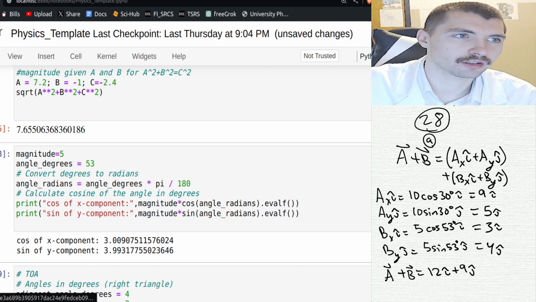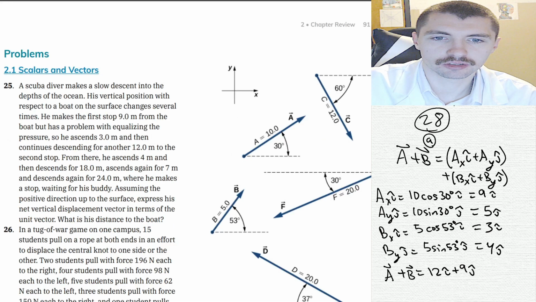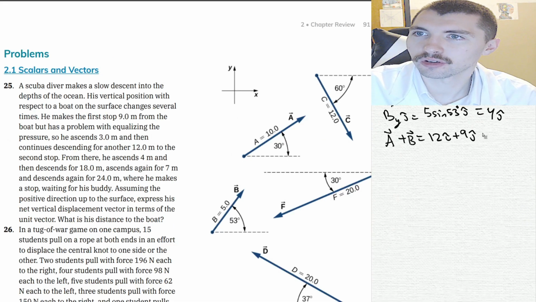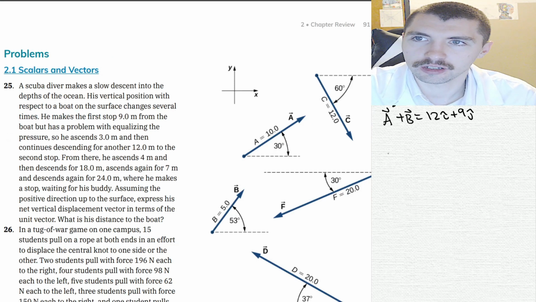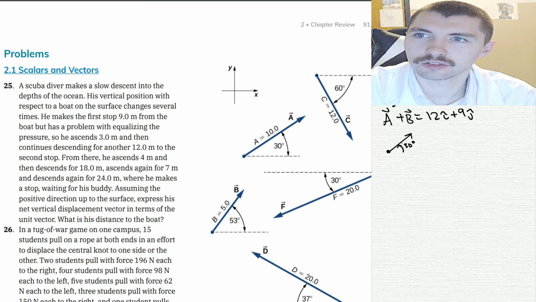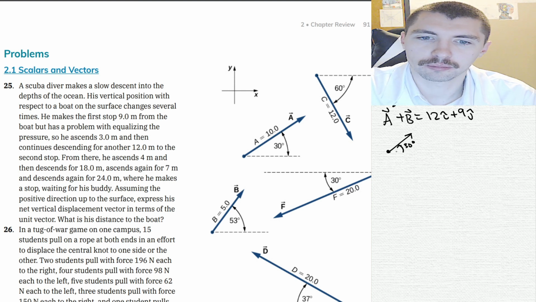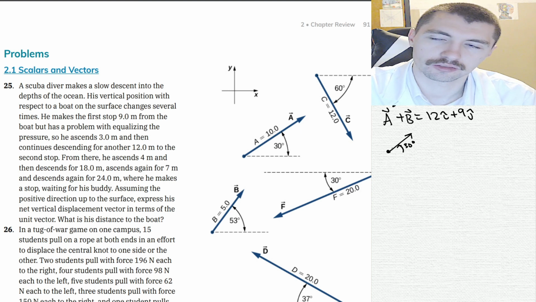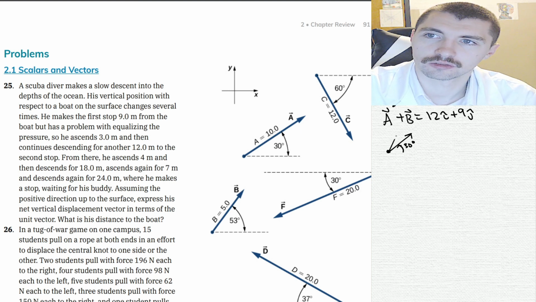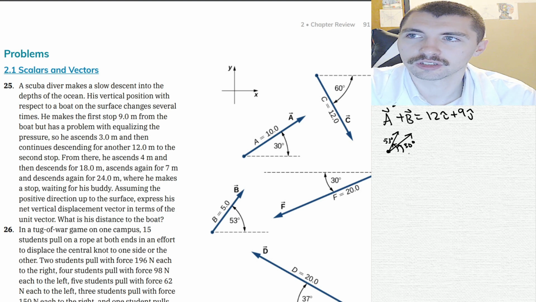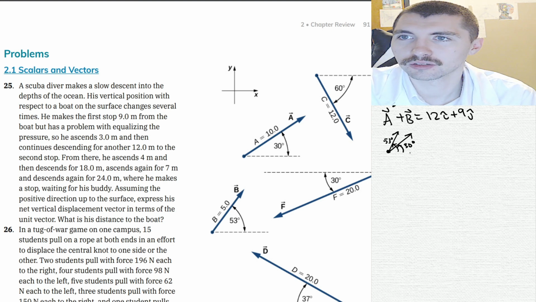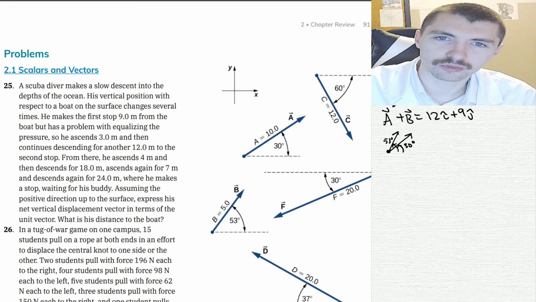Okay, so now you might ask, does this make sense? So if we have a at 30 degrees and we have b, which is at 53 degrees, we're asking, is 12i 9j correct? Is it asking for the direction? I don't think so.